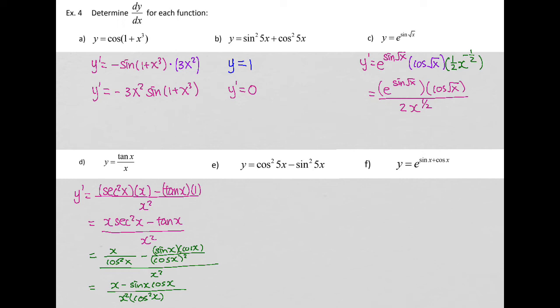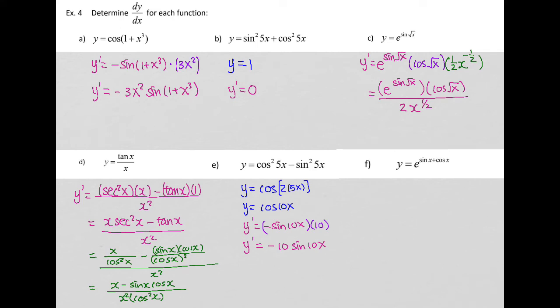For E, if you look at it closely, this is actually the double angle for cosine. So I can simplify the function y into cosine 2 times 5x, which means this is cosine 10x. And then I can differentiate it. So cosine becomes negative sine times the differentiation of the angle, which is 10. And now it will become negative 10 sine 10x.